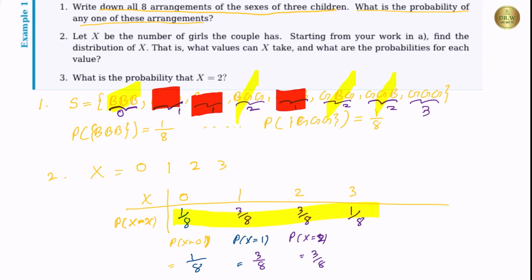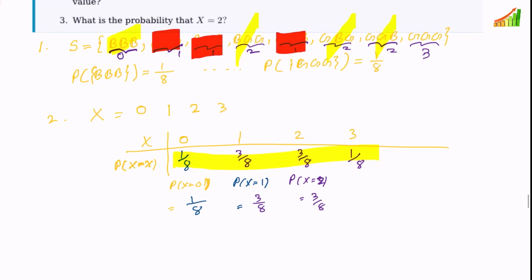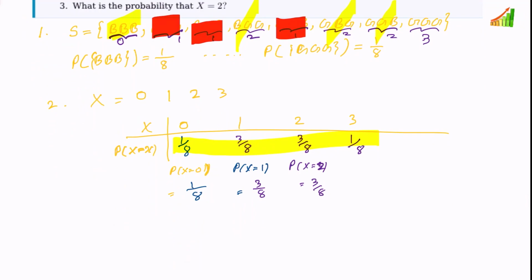Now, get the summation of these probabilities. You see that is 8 over 8, which is 1. Therefore, this is a legitimate probability model. Then part 3. What is the probability that x equals 2? You see this is x equals 2. Then the probability is 3 over 8.